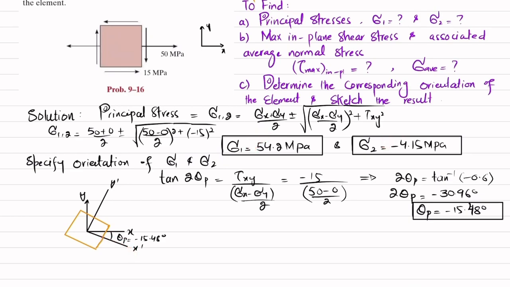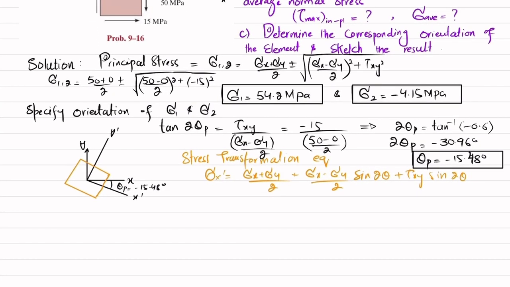So for confirmation we will use stress transformation equation, and we will put the value of theta. We know that stress transformation equation is sigma x dash, which is equal to (sigma x plus sigma y) divided by 2 plus (sigma x minus sigma y) divided by 2 into cosine of 2 theta plus tau of xy sine of 2 theta.